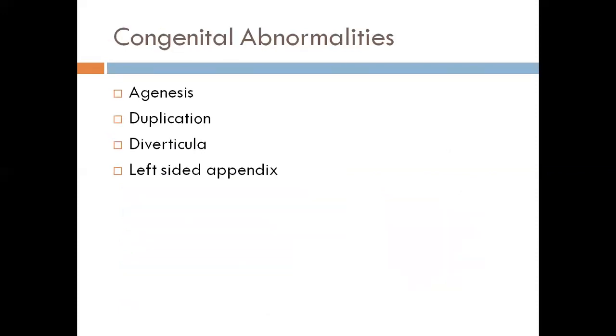Okay, now move on to congenital abnormalities of appendix. They are very rare, like agenesis. In this, the vermiform appendix is absent. Second is duplication. It is also rare, but few cases have been reported where there is a double appendix. Then is diverticula, which is rarely seen in appendix.